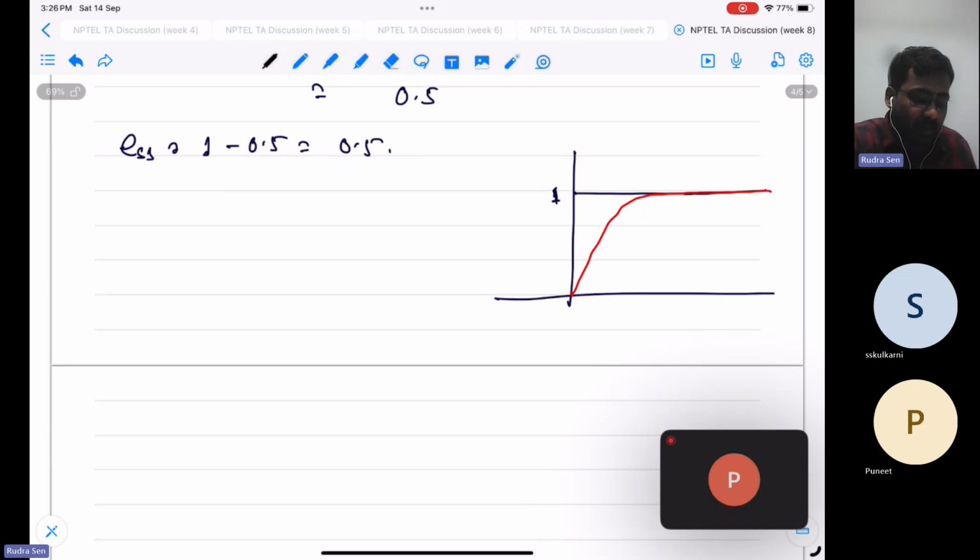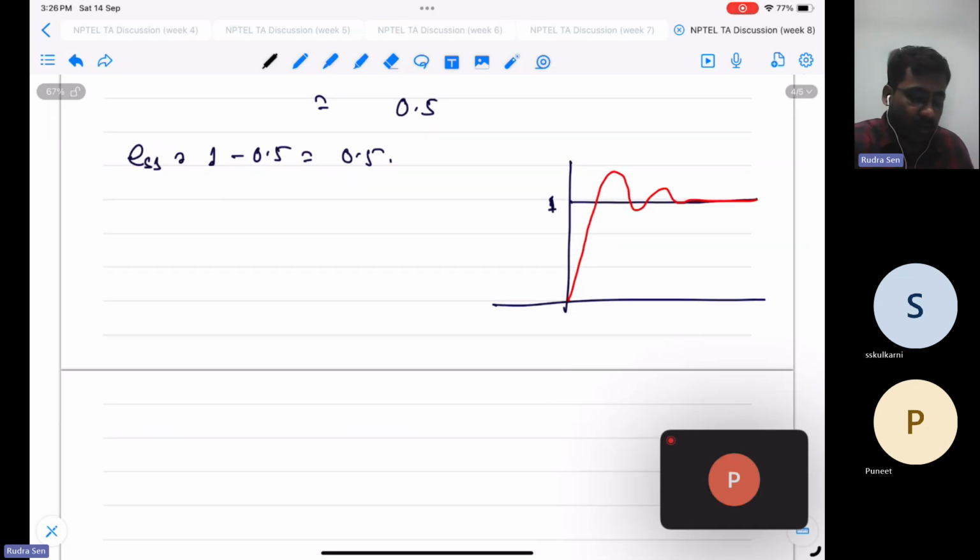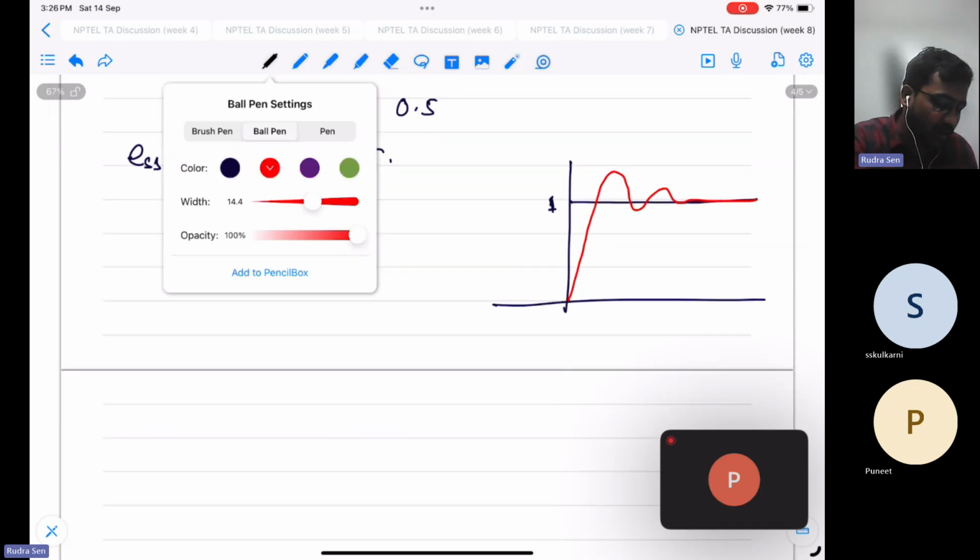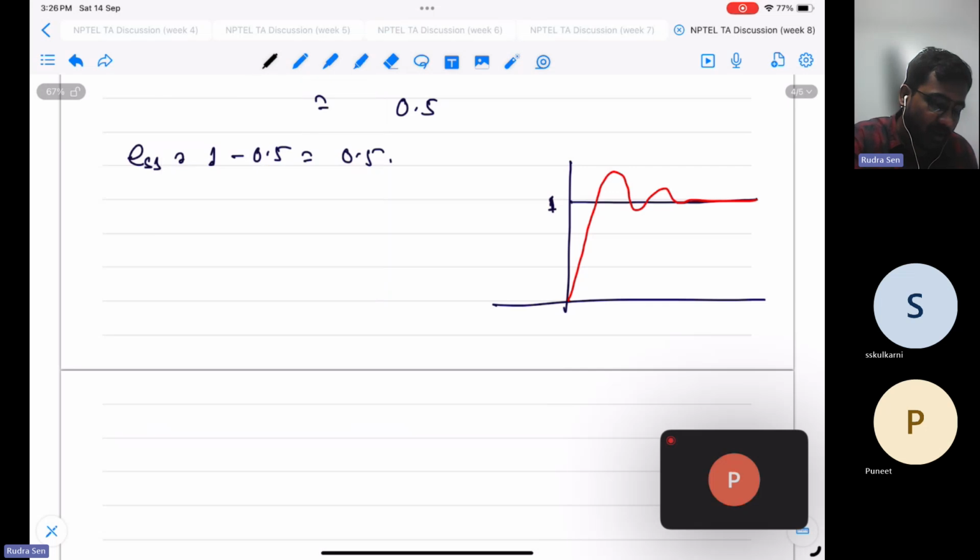If there is any overshoot, in that case it should be something. Ultimately, our system should reach one. But right now, my system does not reach the one position. There is still a steady state error, some sort of error like that.